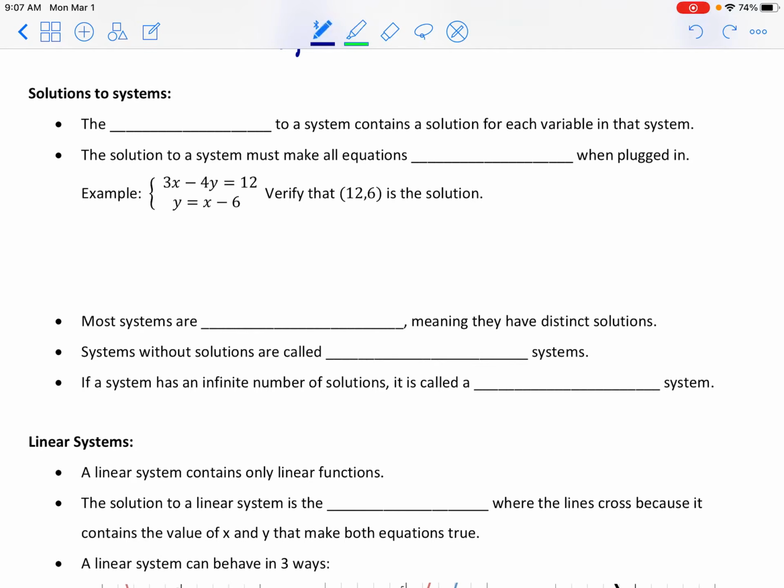So what is a solution to a system going to look like? Well, the solution to a system, in our case, is what the two equations are going to have in common. And so your solution to your system contains a solution for each variable in that system. And remember, when we plug in a solution, it has to make a true statement. So the solution to a system has to make all of the equations true when it's plugged in.